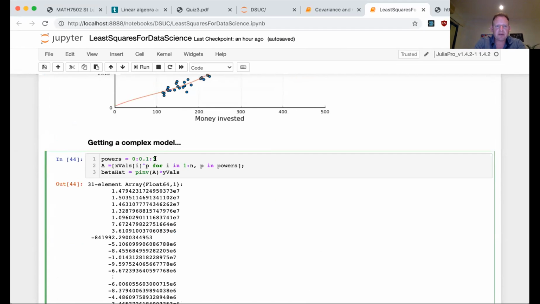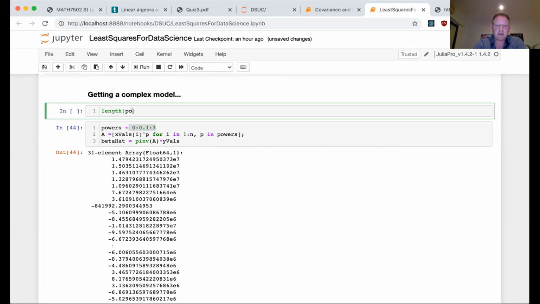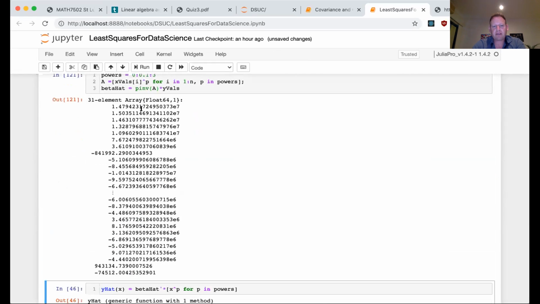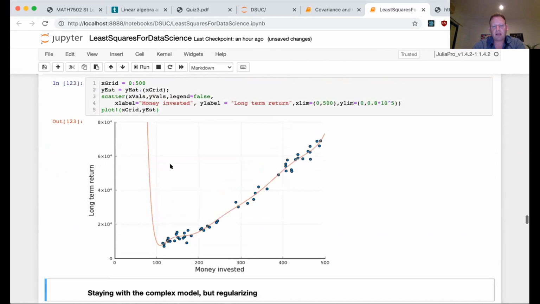So just to see this in this case, now we're going to take powers. We're going to get a model with many features. So we're going to get x to the power 0, x to the power 0.1, x to the power 0.2, x to the power 0.3, x to the power 0.4, and so on up to x to the power 3. Given the length of powers, there's going to be 31 features in this model. And here is the beta fit, and here's the y hat for this, a model with 31 powers.